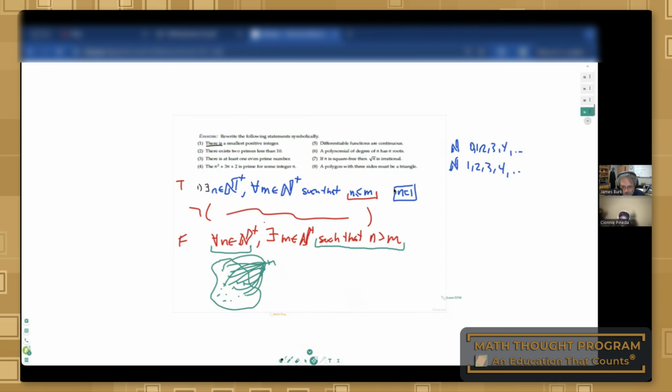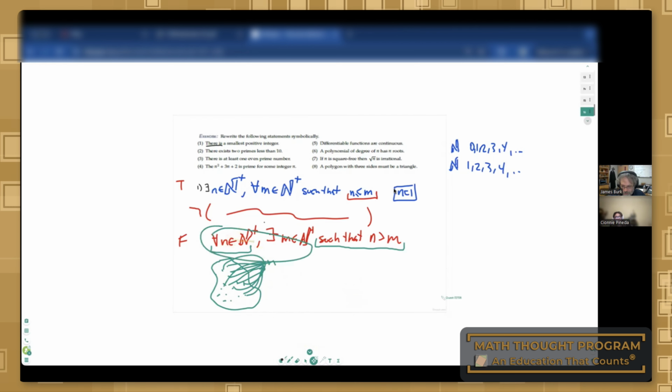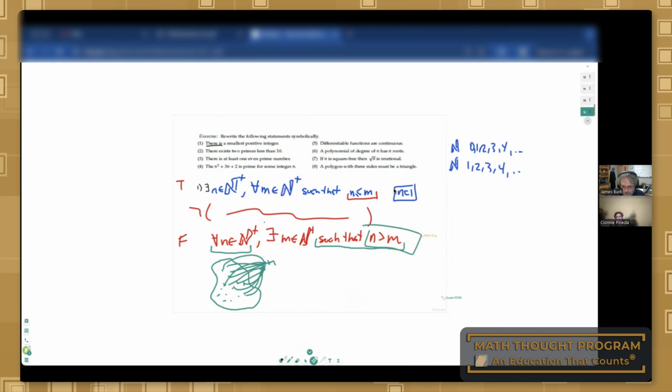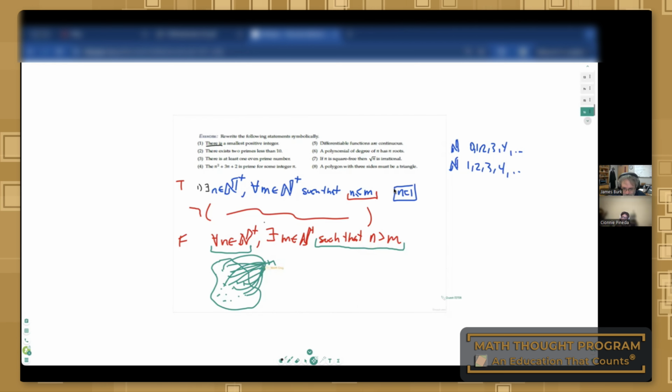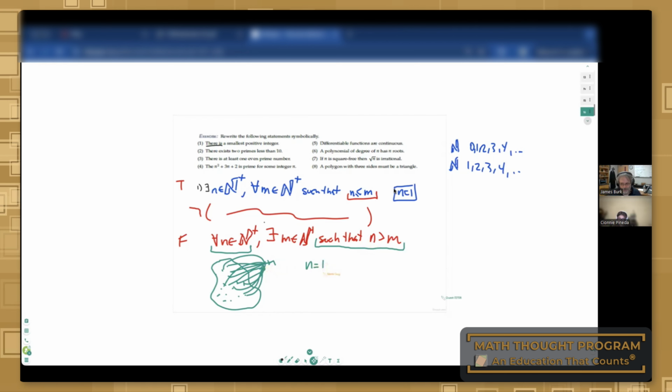Now, the structure is okay here. It's ridiculous because when you come back here, you say, no, wait a second, that doesn't make a lot of sense. Because for anything out there, M is always going to be bigger. What if M was 1? Uh-oh. There's nothing smaller than that.